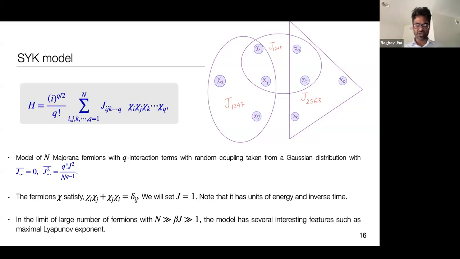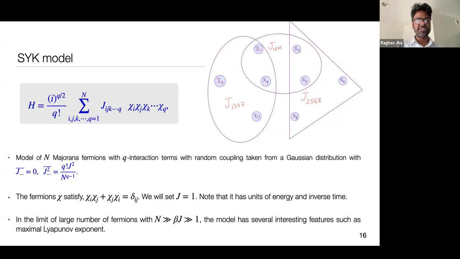And that's why it's sort of a random disorder model, because you have couplings which are taken randomly, right? So this model was initially written in some other form by Sachdev and Ye in 92, but Kitaev showed that this has some holographic properties, and then it became popular.